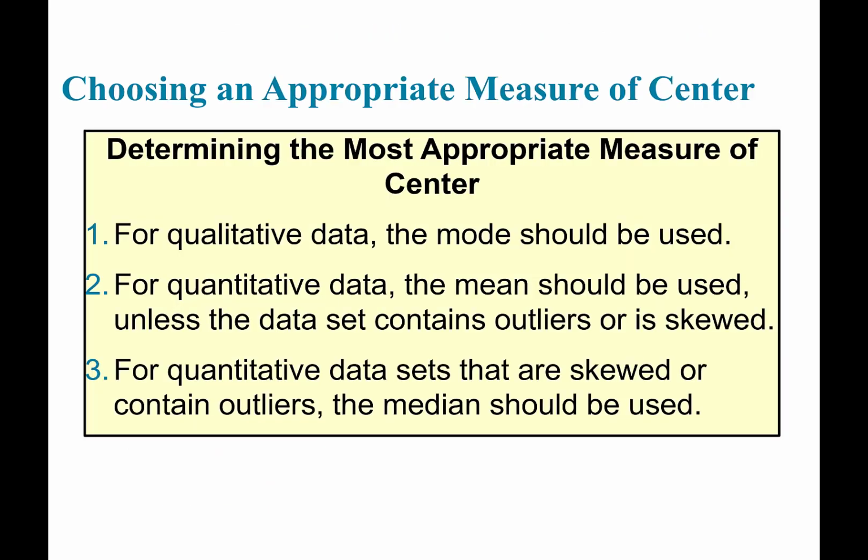So when would we use which measure? Typically for qualitative data, you want to use the mode because that's the only one we can calculate. For quantitative data, we're usually going to use the mean. The one time when we would not use the mean is if we have outliers or if we have a skewed left or skewed right data set. And in that case, we use the median.